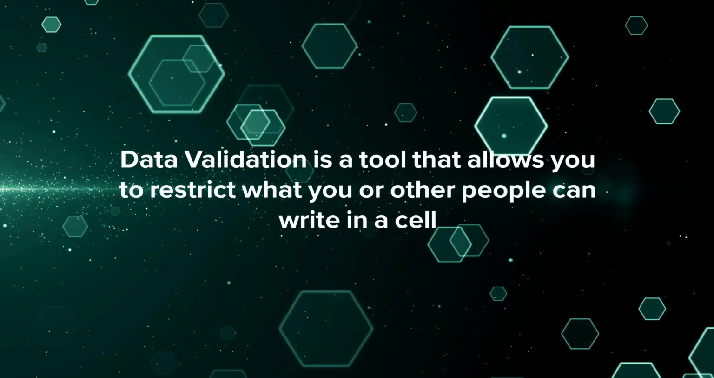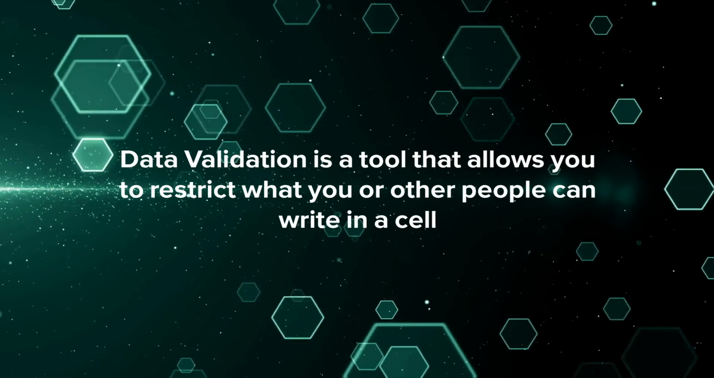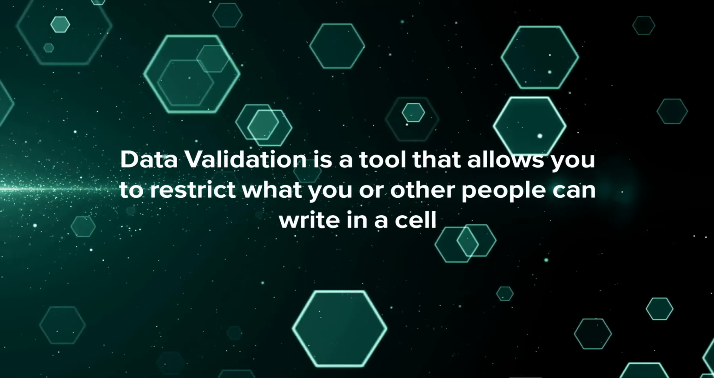Hello everyone, in this video we'll see how data validation works and how to use it in your Excel files. In a nutshell, data validation is a tool that allows you to restrict what you or other people can write in a cell. Data validation also allows you to create a drop-down list in a cell. Follow me into Excel and I'll show you how to best use it.